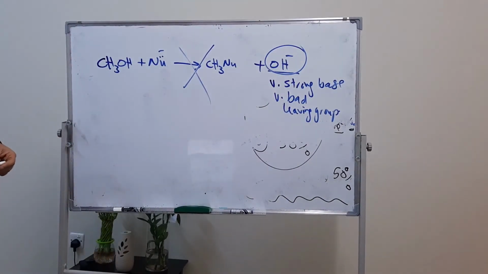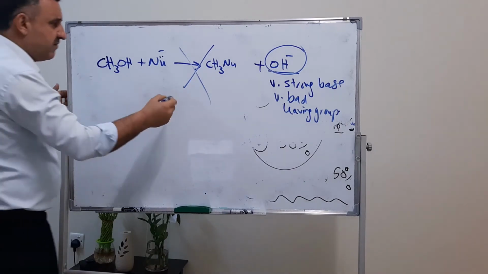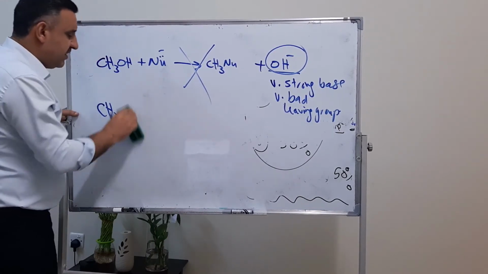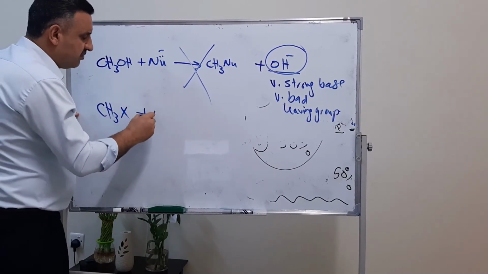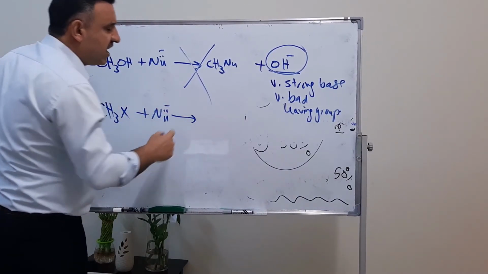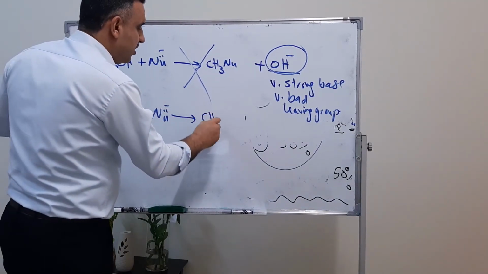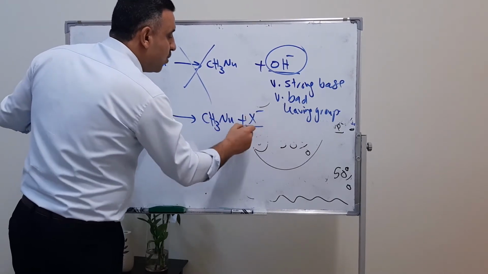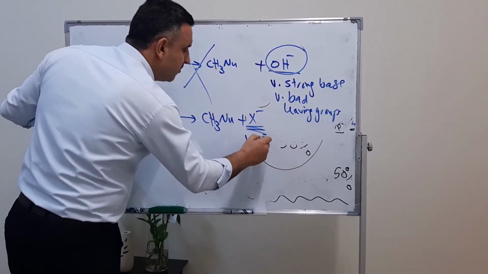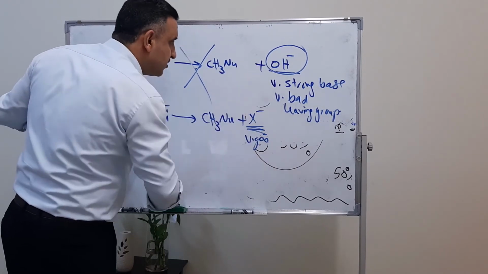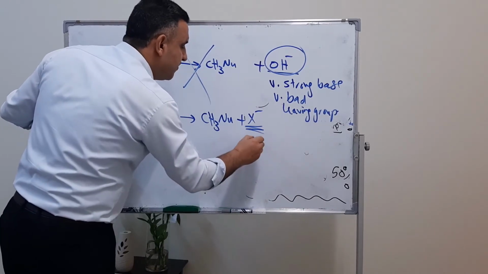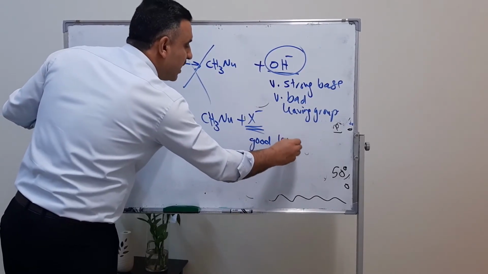In this case, the OH is a very bad leaving group. But halogens are good leaving groups because they are very weak bases. If we have CH3Cl, or any halogen, and we allow it to react with a nucleophile, this reaction goes very easily to the nucleophilic substitution, and then we get CH3 nucleophile plus X minus. Why is X minus a very good leaving group, guys? Or relatively speaking, compared to OH, they are good leaving groups. In one word, why?